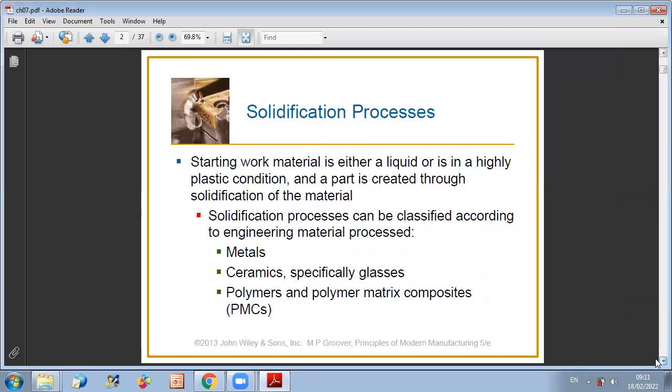To start with, at the beginning of this course, we talked about different processes. One of the types is solidification processes. In such processes, the starting work material is either a liquid or is in a highly plastic condition. And then a part is created through solidification of the material. Solidification processes can be classified according to the type of material that is used. We can use metals, we can use ceramics, in particular glasses are widely used, or also we can use polymers and polymer matrix composites. In this chapter, we'll concentrate on solidification processes for metals.